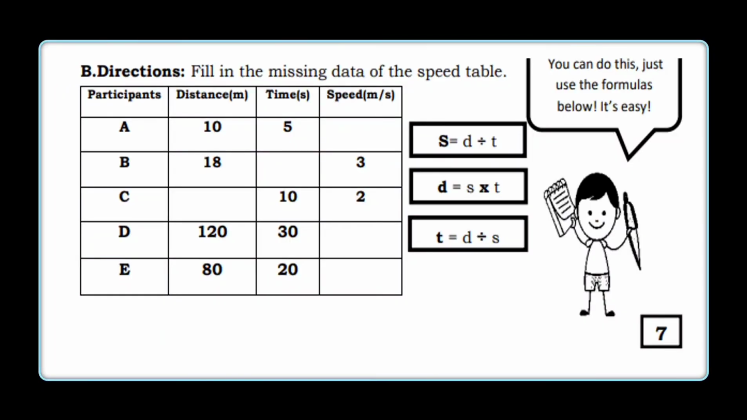Sa part B ng Check Your Understanding, may makikita kayong data table katulad ng sinagutan natin. Kung paano natin sinagutan yung example natin kanina, ganun nyo rin sasagutan ang part B ng Check Your Understanding. Dito sa sasagutan nyo, hindi nyo na kailangang isulat yung mga units kasi may nakasulat ng units sa taas ng bawat column. Kaya, yung number na lang isusulat ninyo para makumpleto yung table na ito.